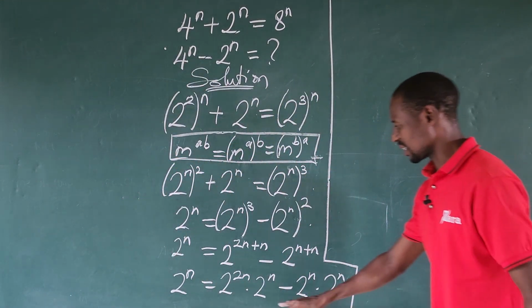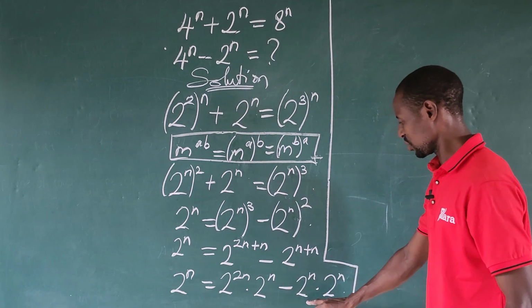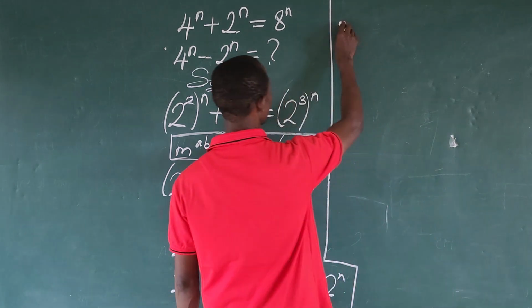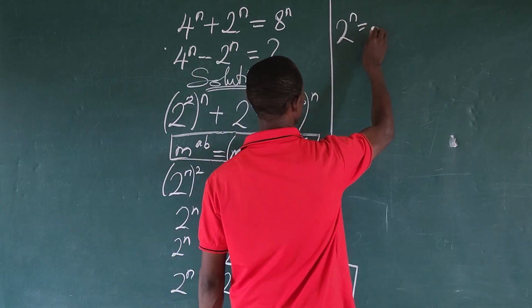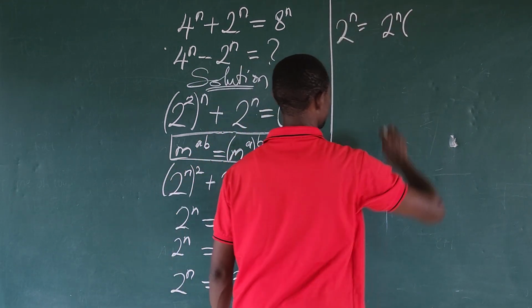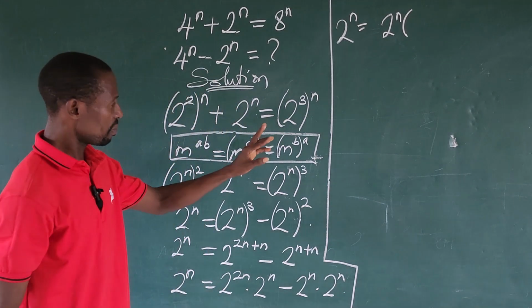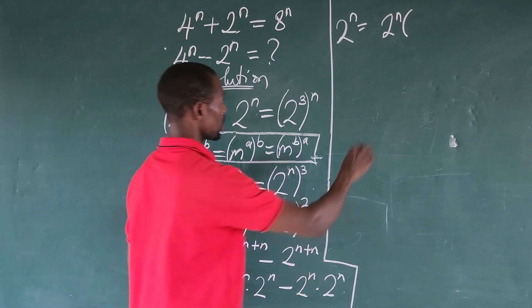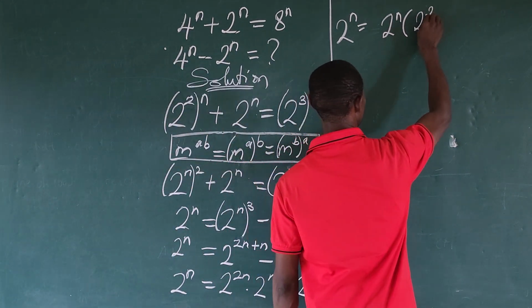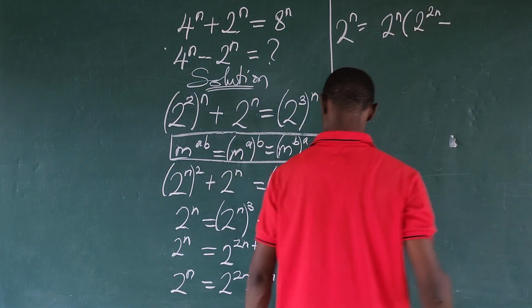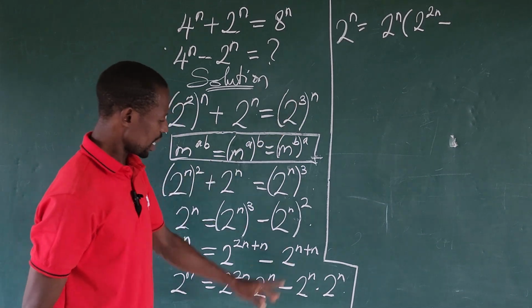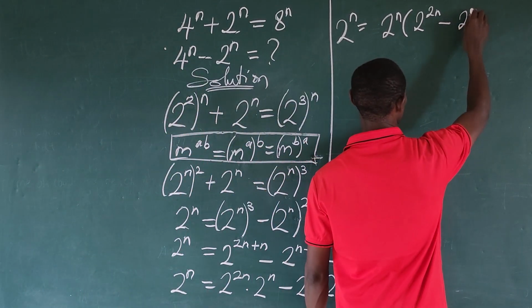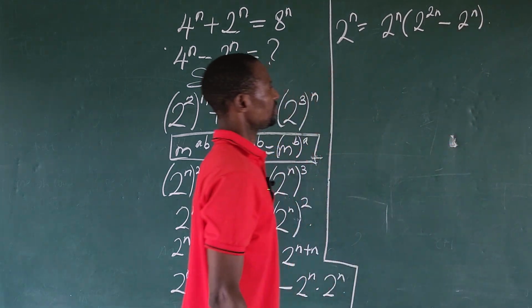Now, you discover that we're having 2 to the power of n here and 2 to the power of n here. So let's factor out 2 to the power of n. So we have 2 to the power of n equal to 2 to the power of n, bracket. If we use 2 to the power of n to divide this, we cancel it out and are left with 2 to the power of 2n, then minus. We use 2 to the power of n to divide this, it will cancel out one of these. So we have here 2 to the power of n, close bracket.